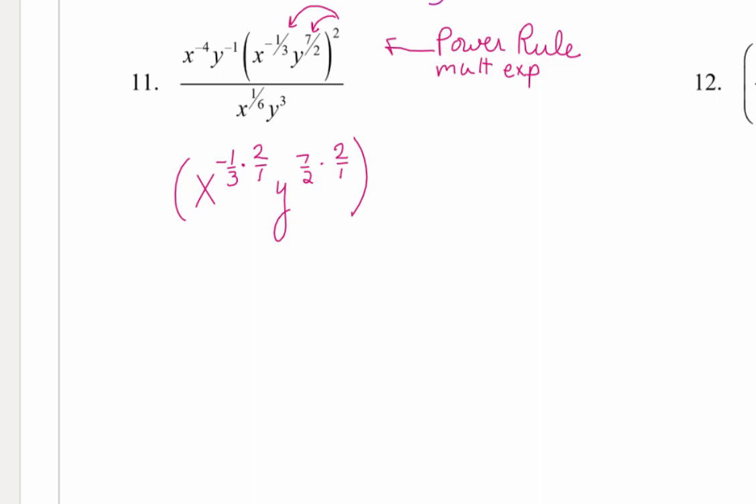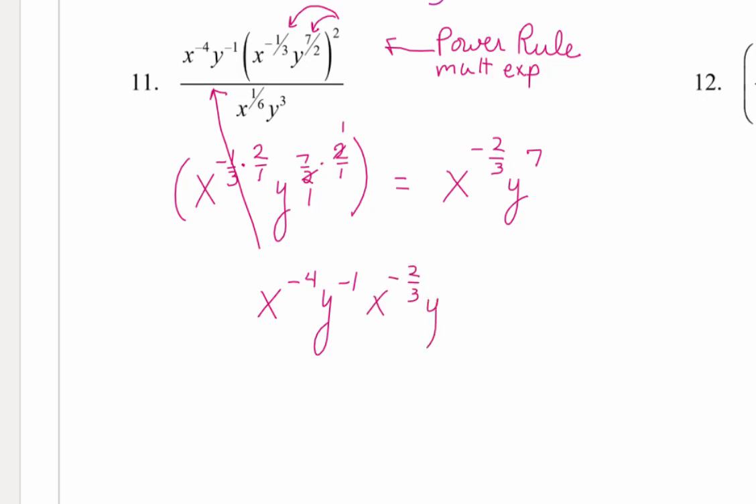With the power rule, we're going to multiply straight across. So we have x to the negative 2/3, y to the, oh, look at this, the 2's are going to reduce, common factor, so y to the 7. Okay, so here's what we've got so far. The x to the minus 4 from before, the y to the minus 1, because those were already there, right? Now we have the x to the negative 2/3 and the y to the 7th from our power rule, all over x to the 1/6 y cubed.